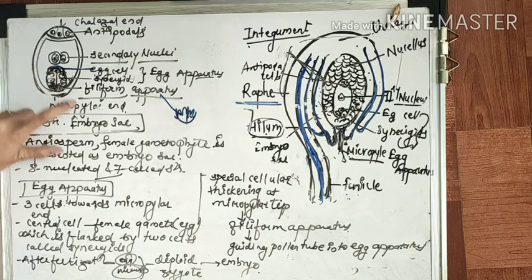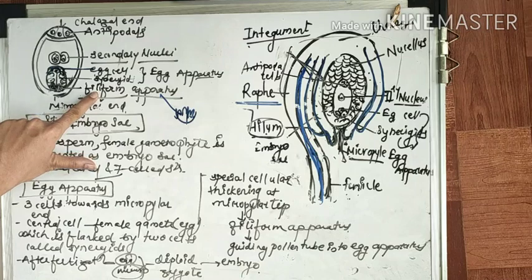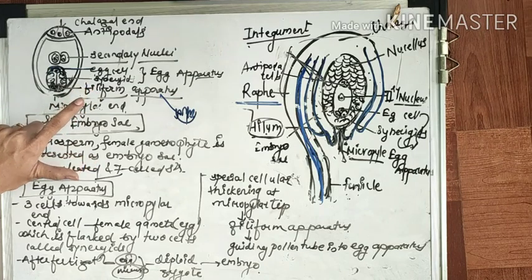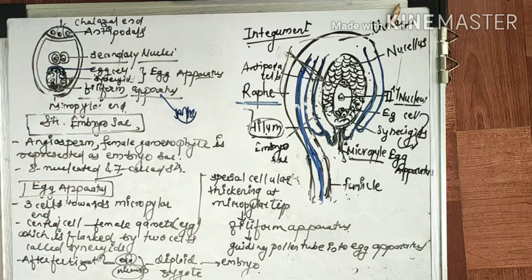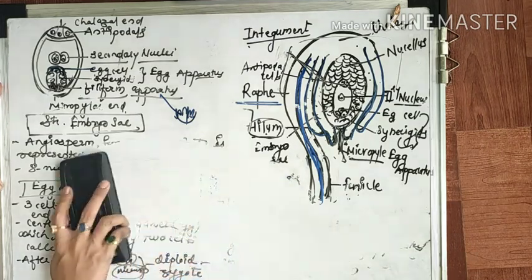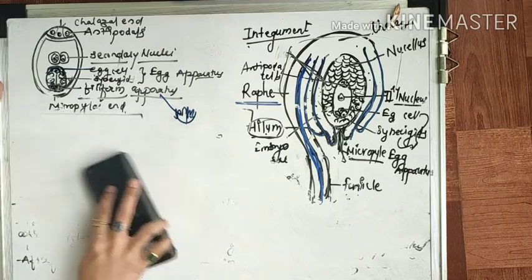After fertilization, what will happen? The egg combines with the microspore to form a diploid zygote, and this diploid zygote further develops into the embryo. Now you can see the synergids bearing special cellular thickenings at the micropylar tip. That structure is known as the filiform apparatus. What is the importance of that? It guides the pollen tube into the egg apparatus. Next we will see the secondary nucleus.